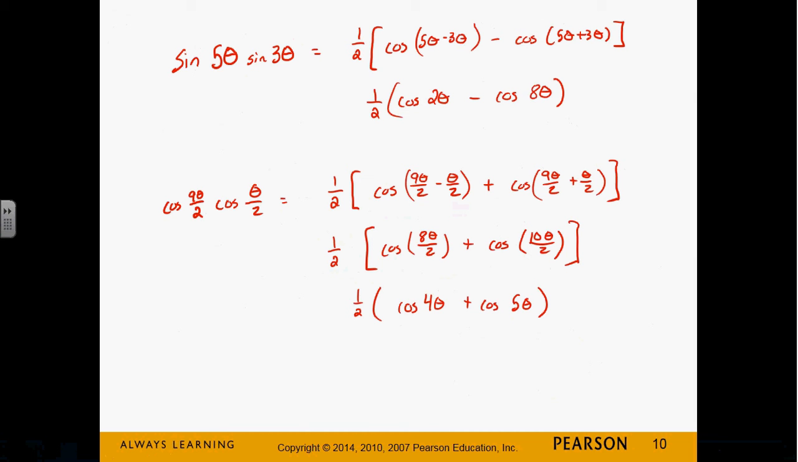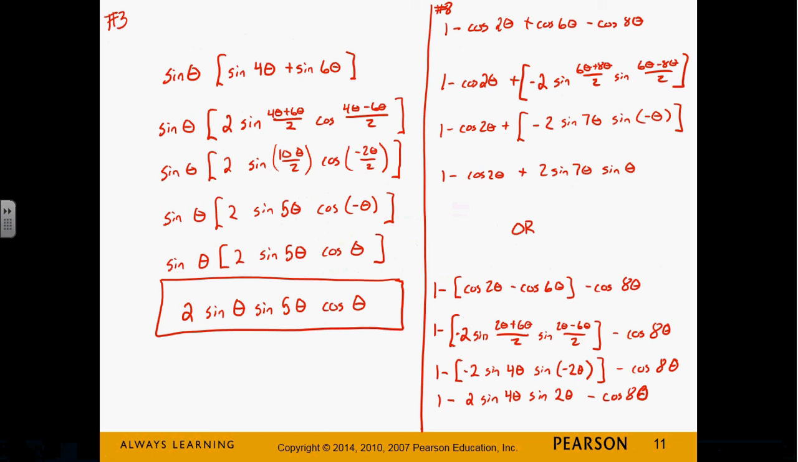Now, number 3 is more... simplify it. What can I do with it? So I've got sine times sine plus sine. Now there are a couple of things you could do here. You could distribute the sine through, then you would have sine theta sine 4 theta plus sine theta sine 6 theta, then do product to sum on both of them, and then add all things together. Or you can do like I did and do a sum to product here, and then just multiply everything.